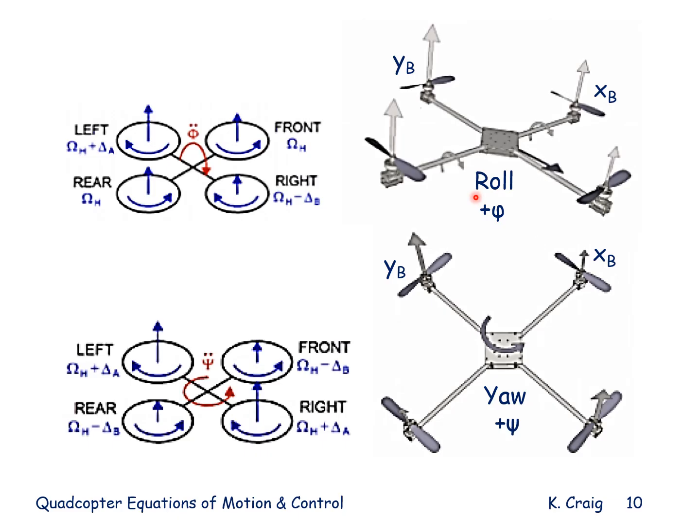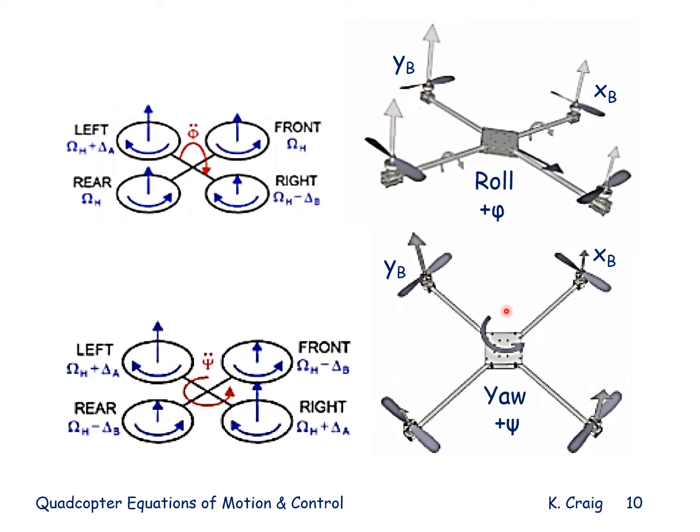This roll of the quadcopter will then cause the quadcopter to move in the negative y direction, as shown here. So when we control the roll angle, we are also controlling the movement of the drone in the negative y direction of the body fixed reference frame.